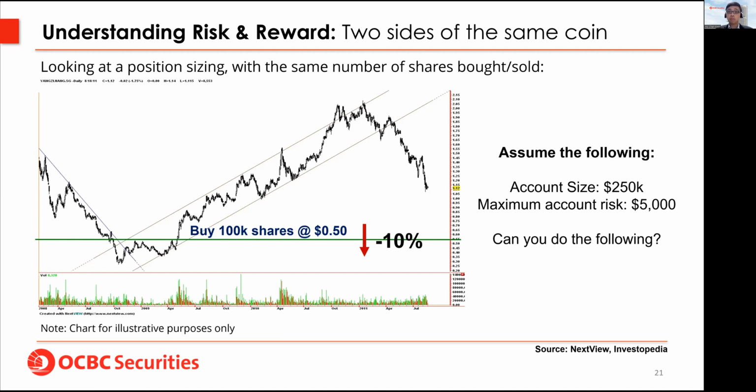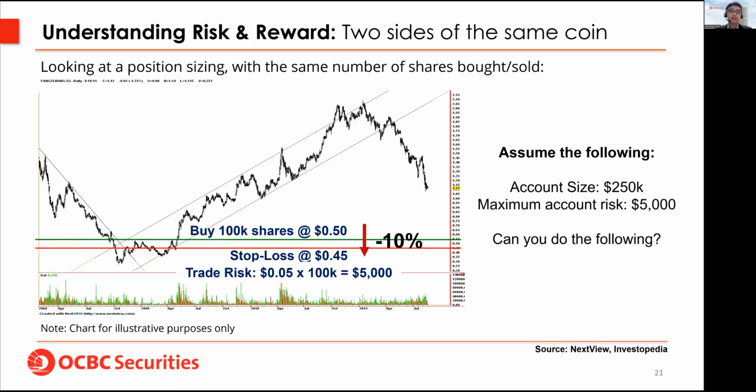And you are willing to take a loss of 10% over here. So you put your stop loss at 45 cents. That makes sense, right? Because that means that your total trade risk is actually 5 cents loss times 100,000 shares, or 5,000, which is up to your maximum account risk.